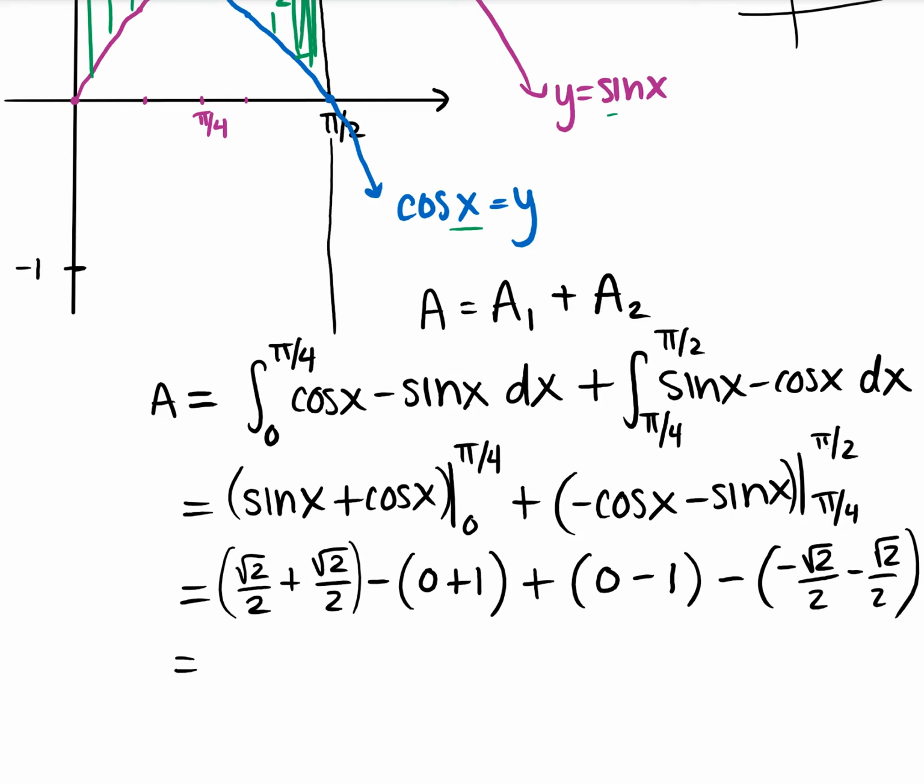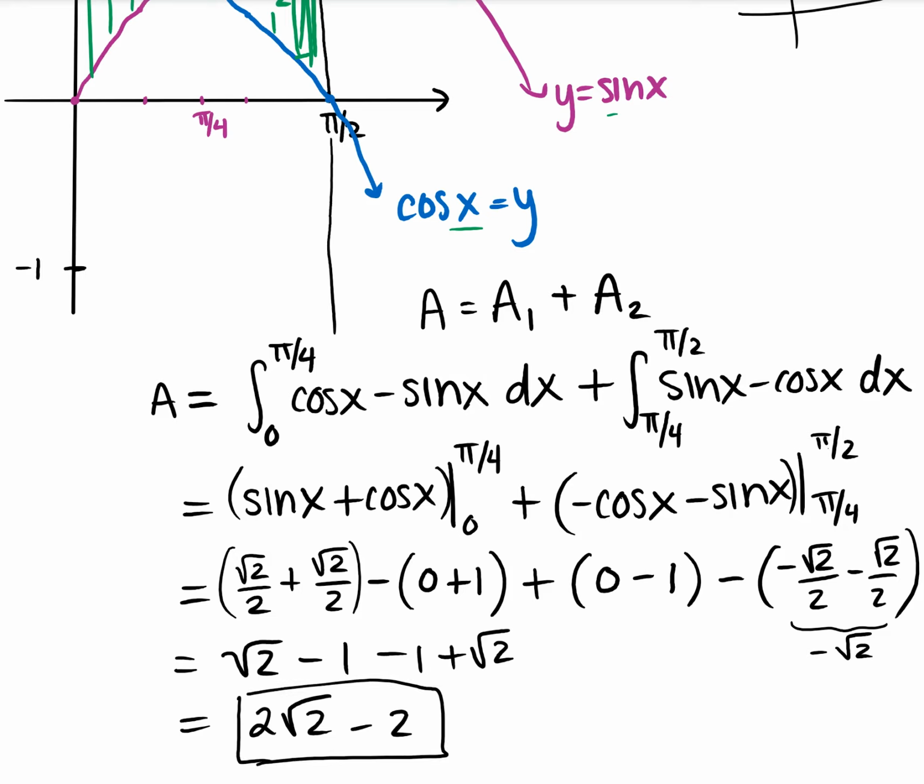If I add these together, I get root 2, right? Because I have half of root 2 plus another half of root 2 is a whole root 2. Minus 1. This one's minus 1 also. And then this right here is a negative root 2, and that becomes a positive root 2. So it looks like we get 2 root 2 minus 2. That is our area, okay?